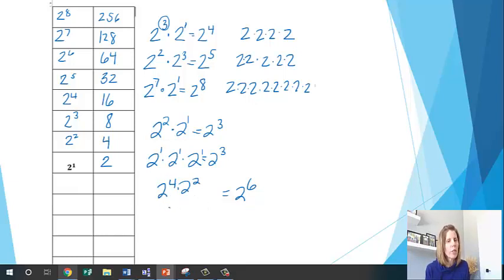Would you take a minute and see if you can come up with maybe 3 more different ways that you could find 2 to the 6th? So just pause the video a second and see if you can come up with a few different ways.